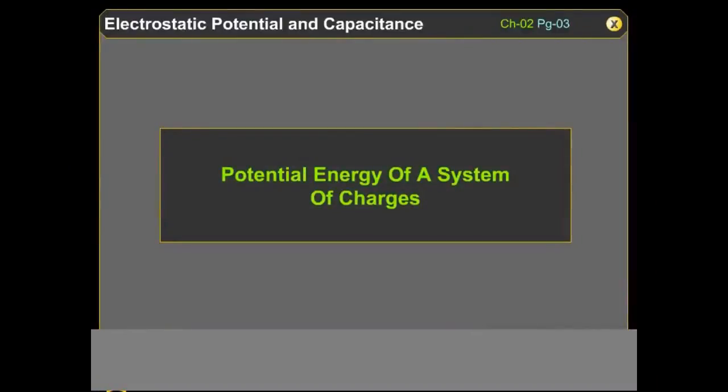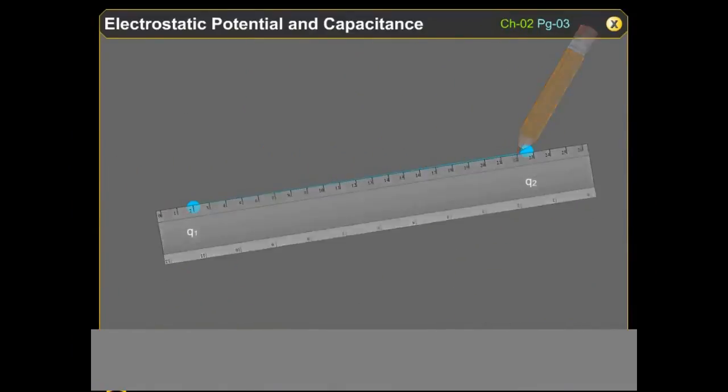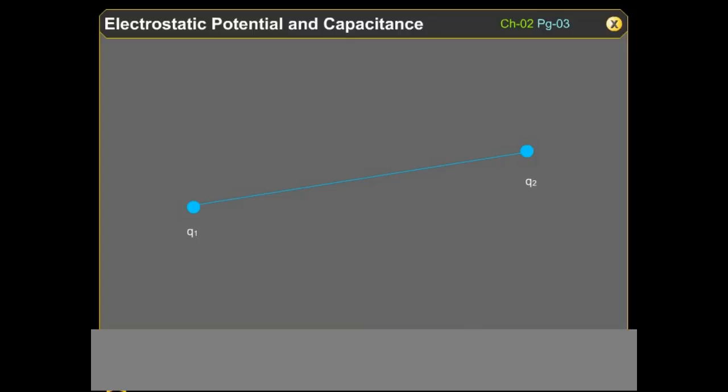Potential energy of a system of charges. Consider the two charges q1 and q2 at the points P and R. r12 is the distance between these two points. Then potential energy of the system of charges q1 and q2 is directly proportional to the product of charges and inversely proportional to the distance between them.